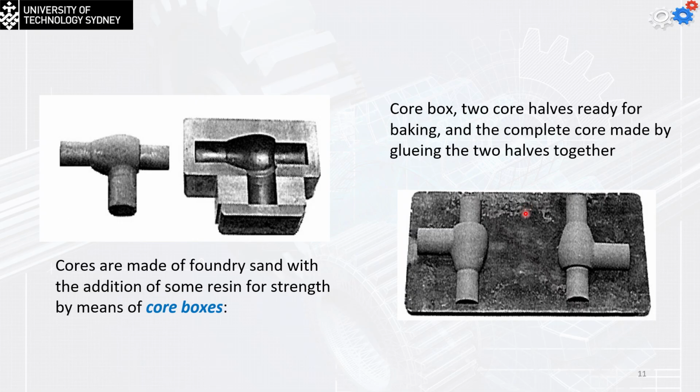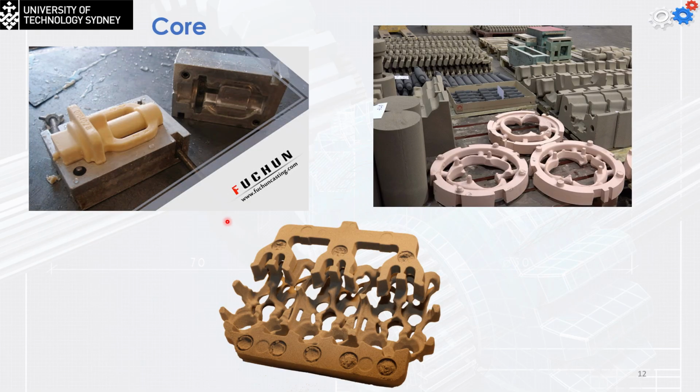Okay, this example of the two core halves was ready for baking, and the core is completed by the gluing of the two halves together to have it as one part. So once again, these are the examples to make the core. No, actually, this is not the core. These are the cores, and we have one in the lab that we're going to show you.